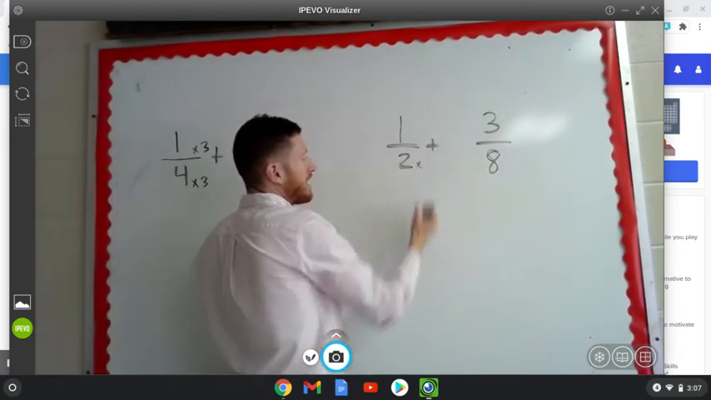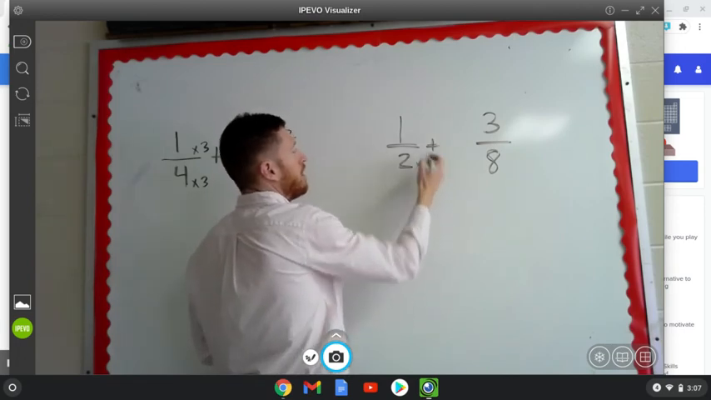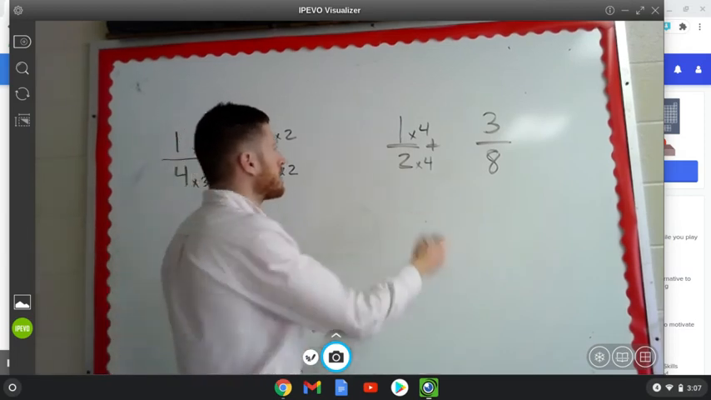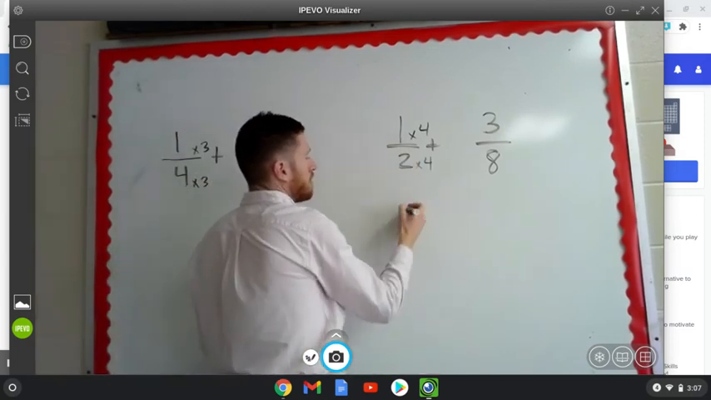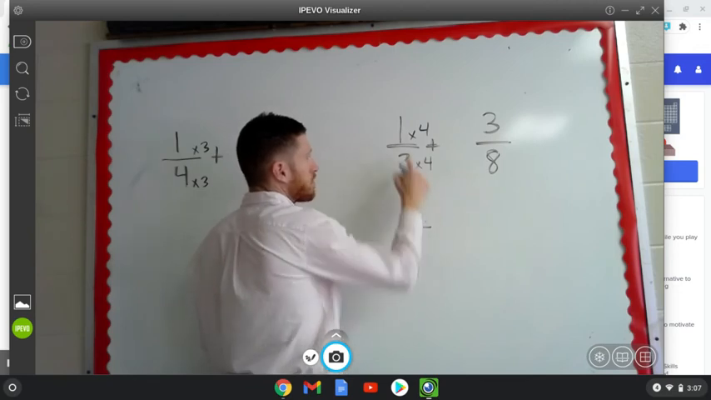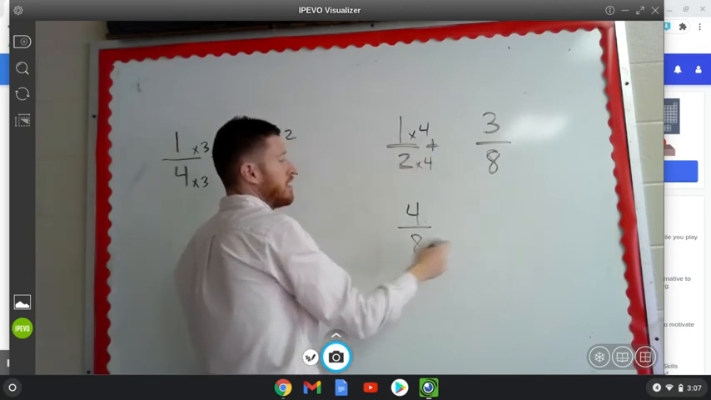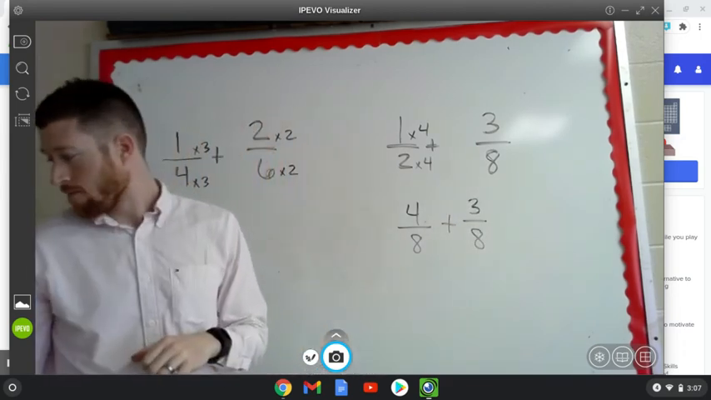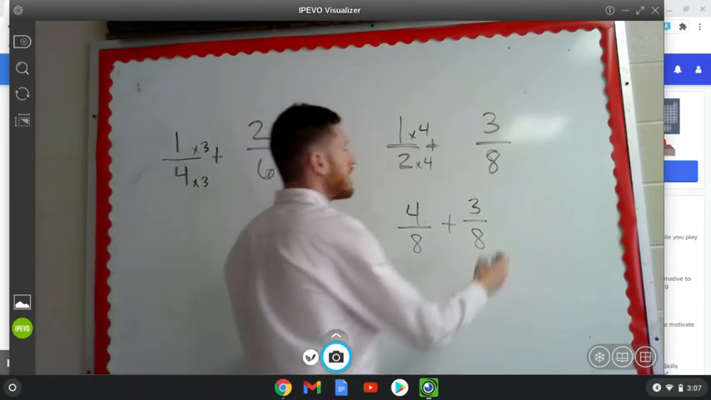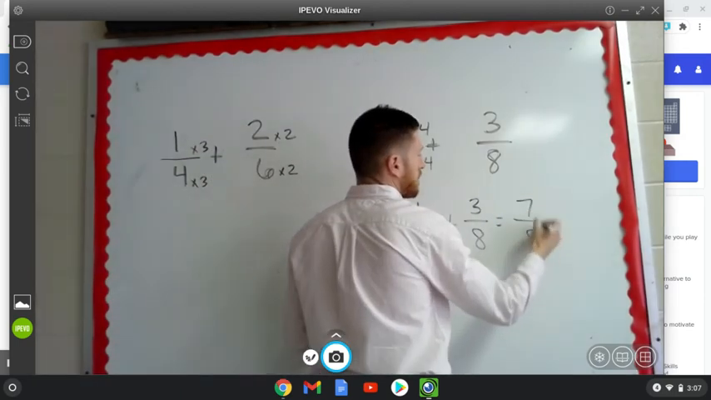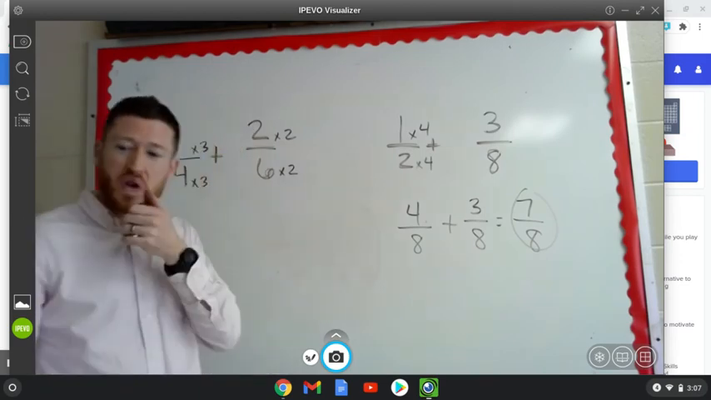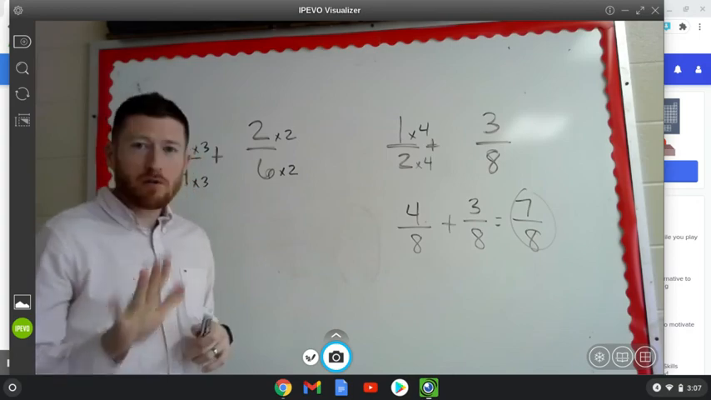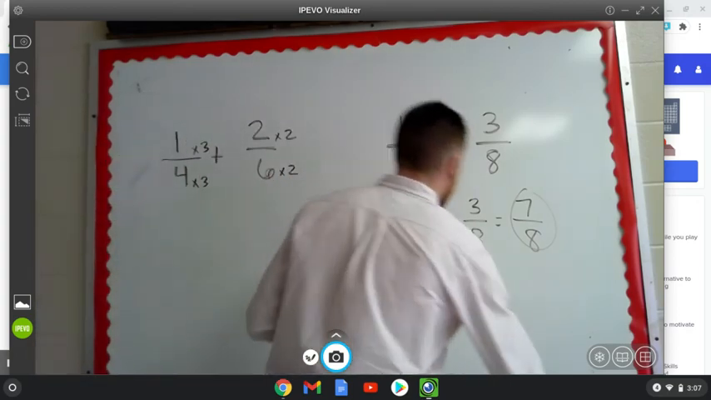What do we multiply 2 by to get 8? We multiply it by 4. So we're going to multiply 1 by 4. Whatever we do to the bottom, we do to the top. So 1/2 turns into 4/8 because 1 times 4 is 4 and 2 times 4 is 8. So now you've got 4/8 plus 3/8, and 4/8 plus 3/8 equals 7/8. And that is the answer. Okay?